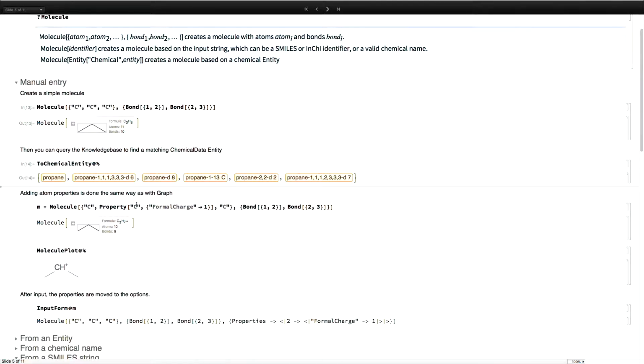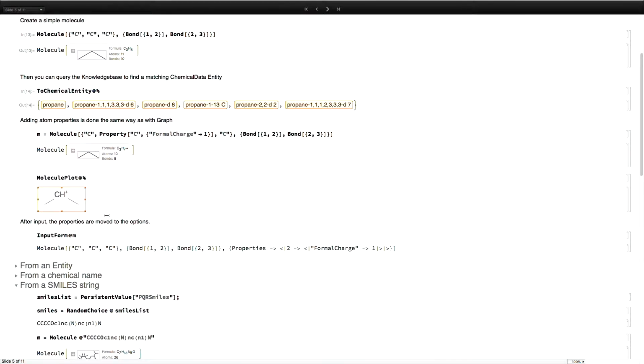We can set the properties for any atoms here using the property head. This is what we do in graph. So here we're saying the formal charge of the middle carbon atom is 1, so we put a carbocation. And we create this. We can look at it. Yes, sure enough, there's a positive charge right there. Notice that the hydrogens were added by default, by valence.